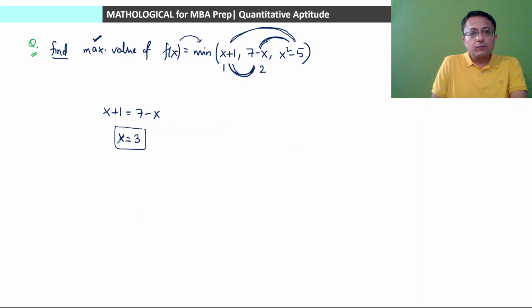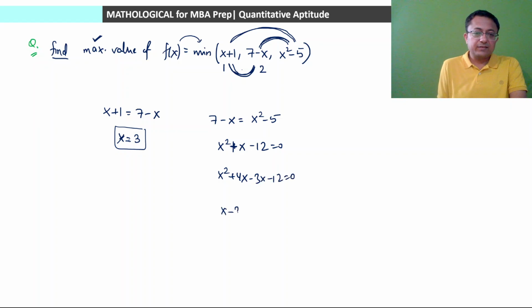Now let us solve for 2 and 3, 7 minus x and x square minus 5. So x square plus x minus 12 is equal to 0. So x square plus 4x minus 3x minus 12 is equal to 0. So x minus 3 into x plus 4 is equal to 0. The solution will be x equal to 3 or x equal to minus 4.